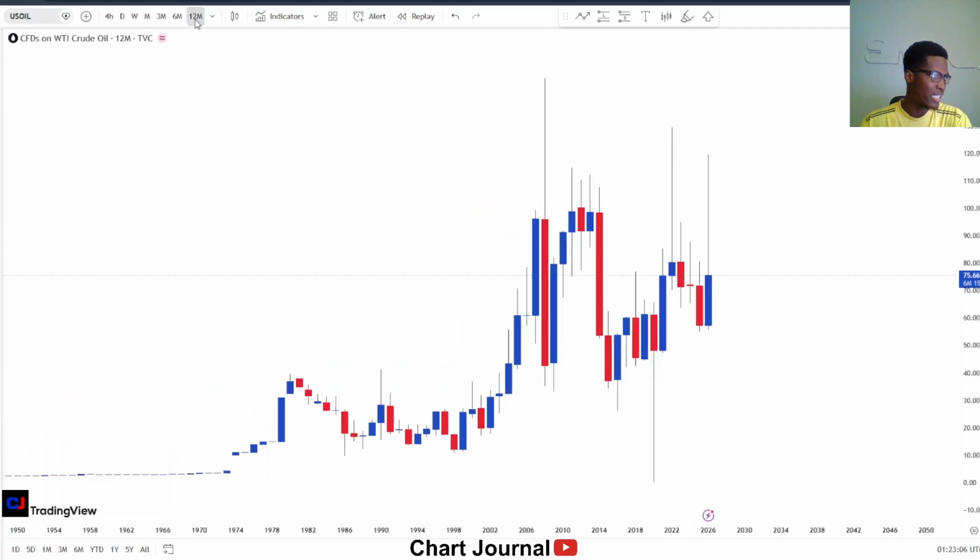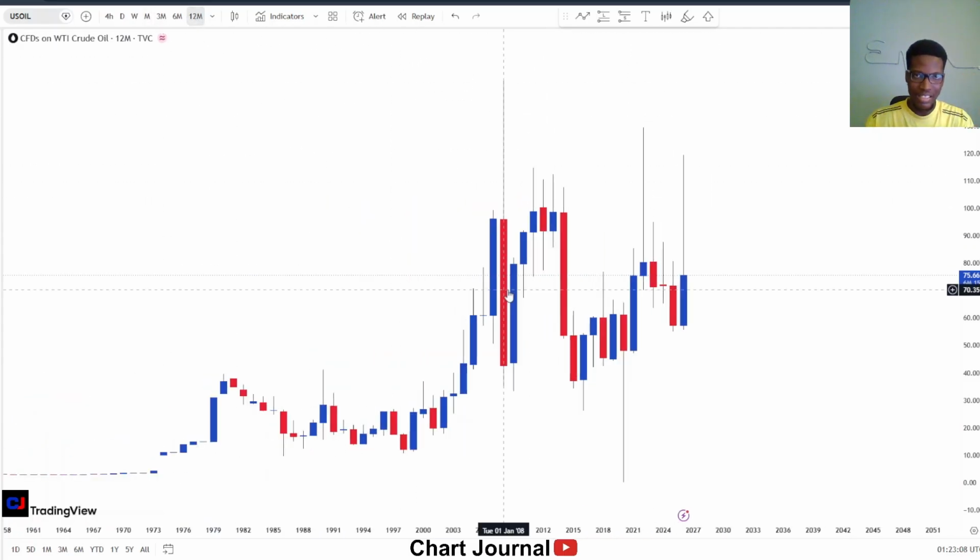So let's start with the yearly. If you look at this chart like this, it looks random. We're just going up, down, up, down. You can't see anything regarding this. But there was a cycle analysis which I was able to notice on crude oil, which I want to talk about today.